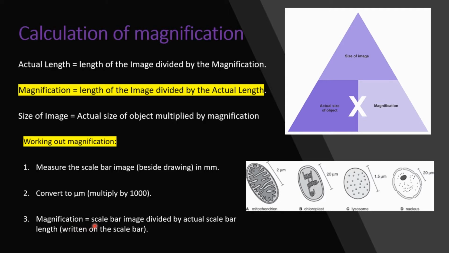Then, to find out the magnification, you use the scale bar image and divide it by the actual scale bar length. The actual scale bar length is this part right here, which says 2 micrometers. So you divide the length measured in millimeters, times it by 1,000, and then divide this by the actual scale bar length. The best way to do this is to use this triangle and practice for yourself using some of these questions right here. I'll put down the actual answers so you can check later if you understood the calculation.